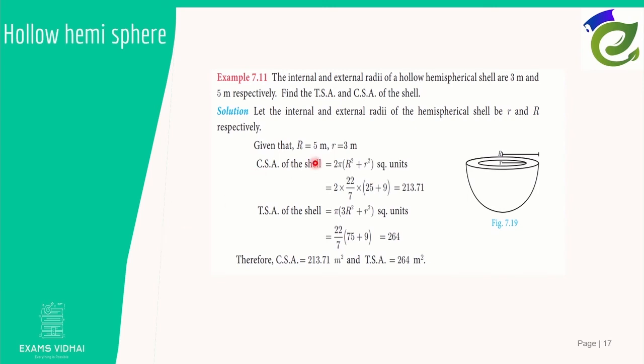We know that CSA of the shell is 2 pi into (capital R square plus small r square) square units. By substituting these values, CSA will become 213.71 square units. And we know that TSA of the shell is pi into (3 capital R square plus small r square) square units. By substituting the given values in this formula, we get TSA equal to 264 square units. Therefore, curved surface area equal to 213.71 meter square and total surface area equal to 264 meter square.